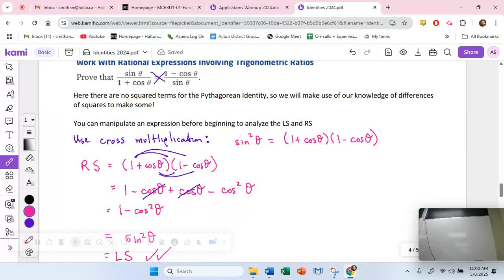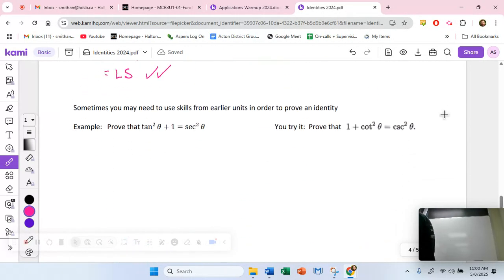All right. Anything you guys want to chat about? Otherwise, we're going to do one more, and then you guys will do a second one. All right. Let's look at our next one. All right. I see squared ratios here, so I'm getting excited. I'm like, maybe I can use my Pythagorean identity.